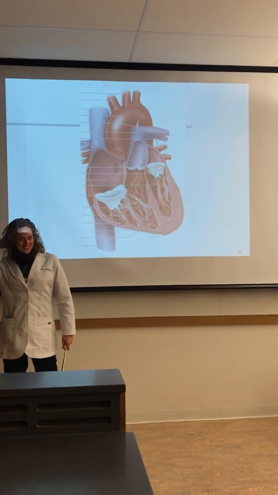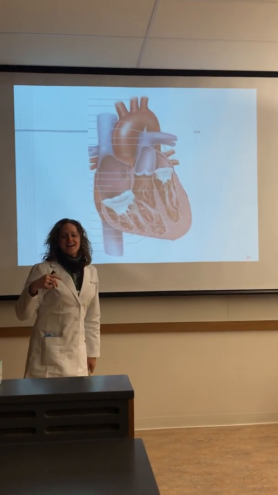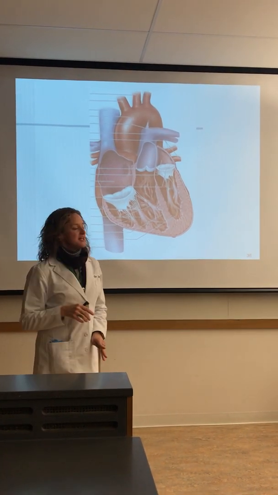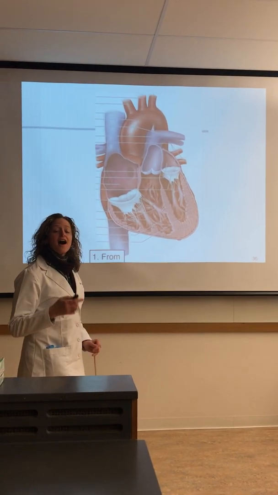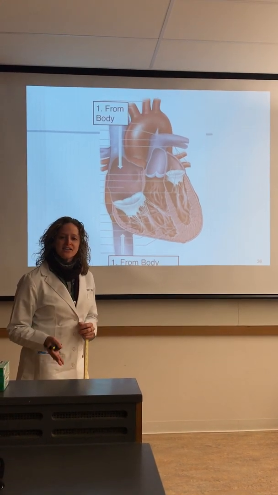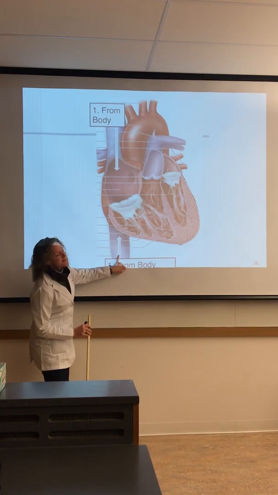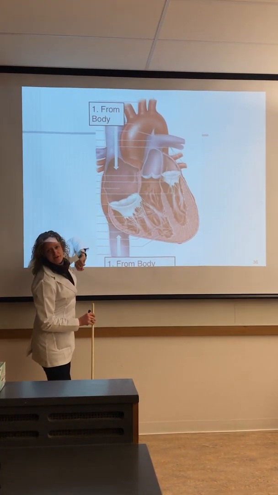All right, so this video is going to be about blood flow through the heart. Here we go. So blood is going to come from the body, deoxygenated, back into the heart through the inferior vena cava and the superior vena cava.